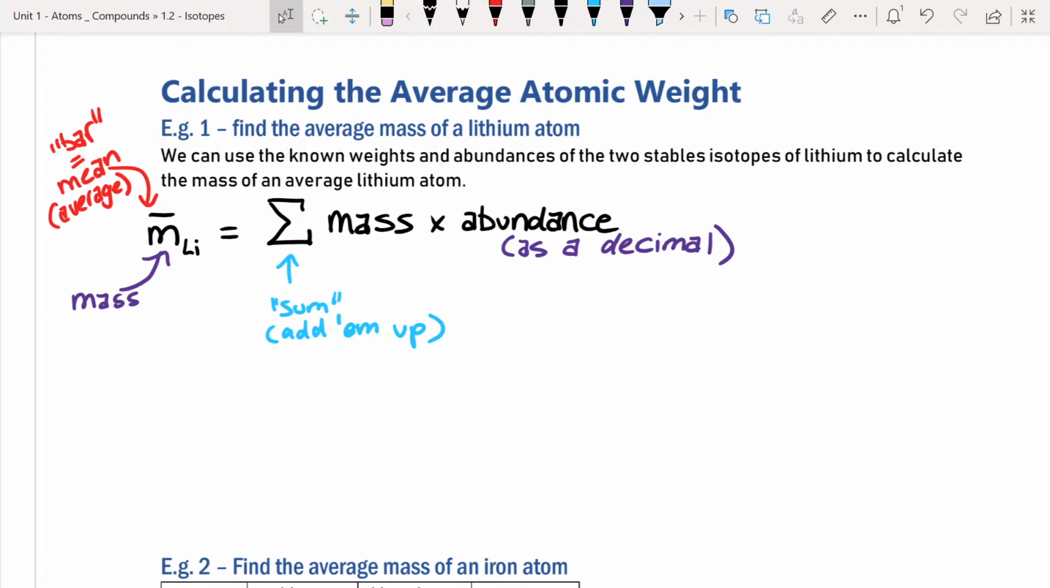Weighted average means it'll give you the average taking into account that this one is really common and this one's not very common. Because if you just added these together and divided by 2, it'd tell you the average is like 6.5. But that doesn't take into account that most lithium looks like this, and only a little bit looks like that. Does that make sense? Awesome. Plug that into your calculator, you'll be good to go.